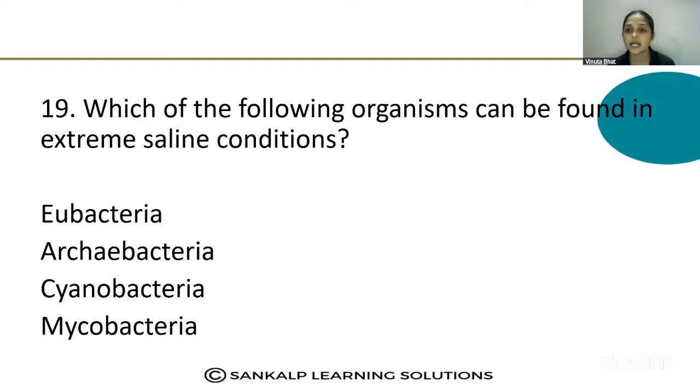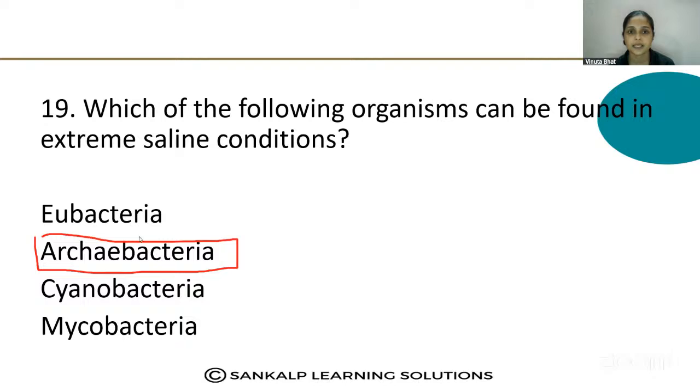Which of the following organisms can be found in extreme saline condition? Eubacteria, Archaebacteria, Cyanobacteria, Mycobacteria. What's the answer? Eubacteria, the true bacteria, are not present in the extreme condition. Cyanobacteria are present in the normal condition, not in the extreme saline condition, and mycobacteria also. But archaebacteria, the primitive type of bacteria, are present in the extreme saline condition.